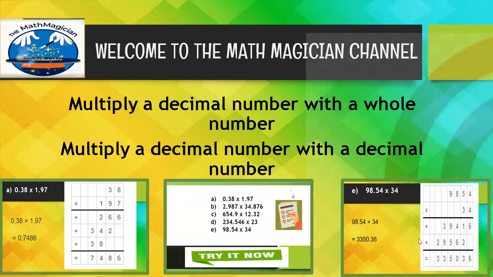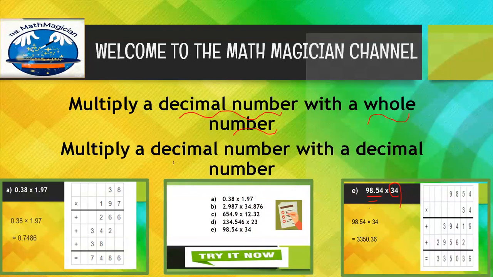In this video, you will learn about multiplication of decimal numbers. It means you are taking a decimal number and multiplying it with a whole number. In these, there is no decimal. Just look at this example. It's simple: 34 is going to multiply with the decimal number 98.54.